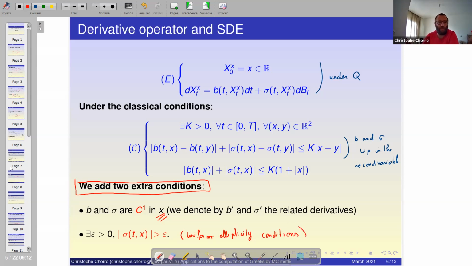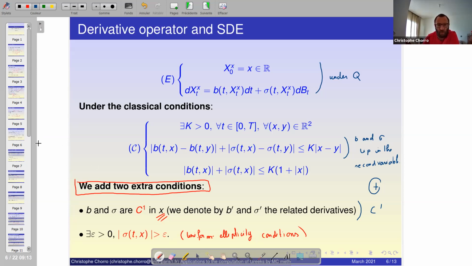Keep in mind that under the classical condition, b and sigma are Lipschitz, and with this one they are C1. So I have C1 and Lipschitz. C1 and Lipschitz was exactly the condition needed in order to be able to apply the chain rule for the Malliavin derivative operator. That's why I imposed this condition, because I want to use the chain rule in what I will compute later on, and I will need my mappings to be C1 and Lipschitz.